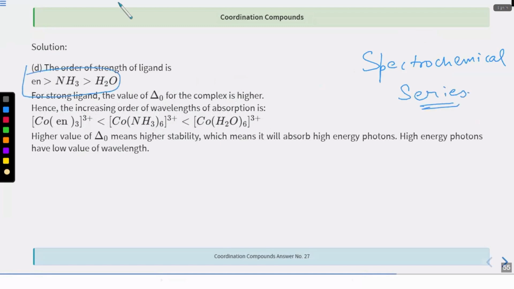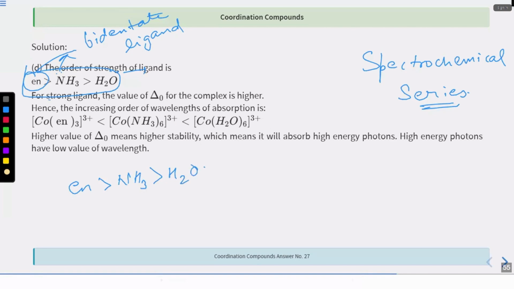So we know that en is better than NH3 and H2O. Why? Because en is a bidentate ligand. Then NH3 and then H2O, because nitrogen is a better donor as compared to oxygen. So en is better than NH3, which is better than H2O. For a strong ligand, the value of delta O for the complex is higher. The absorption wavelength they are asking about relates to CFSE, crystal field stabilization energy, when the electron jumps from one level to another. This is a general property of crystal field stabilization energy for octahedral complexes: delta O is directly proportional to the strength of the ligand.